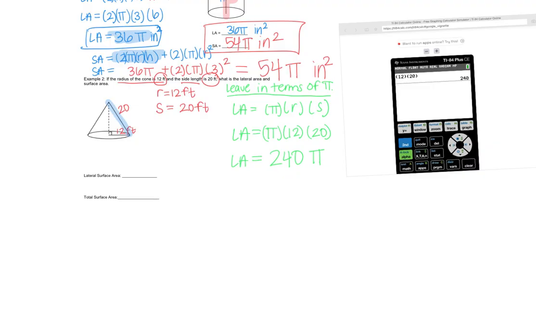I'm trying to move this out of the way. What is going on? Okay, never mind. I'm just gonna keep writing feet squared. All right, make sure you put your units where they belong. 240 feet, and I forgot my pi. Don't do what I did. Don't forget your pi. Make sure you write it down, and then feet squared. So this is your first answer.